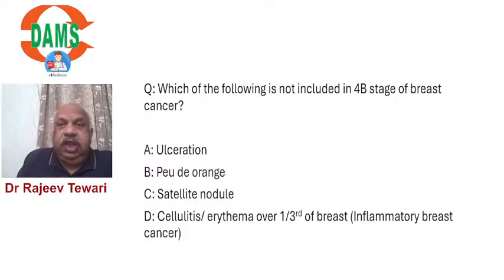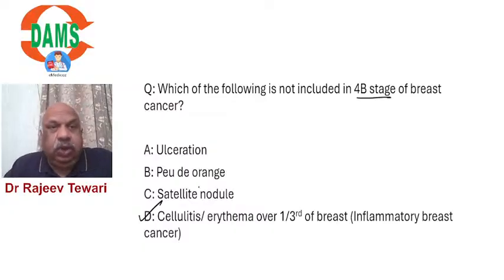Likewise, 4B is skin involvement. Skin involvement does not include inflammatory breast cancer, which is 4D. So, ulceration, satellite nodule and peau d'orange, these three are 4B, while inflammatory breast cancer is 4D. There is nothing to discuss here. I am sure we all have discussed lots of staging in which breast is very important. So, this is a common question. Let's leave this. A, B, C are part of 4B, not D.